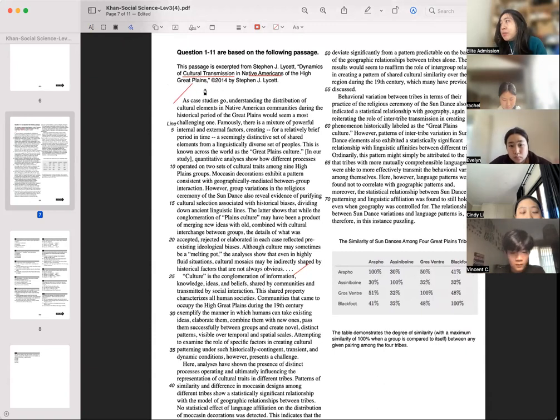High Plains. So if we quickly go through the first paragraph, for example, let's just read it. A study understanding the distribution of cultural elements in Native American communities during the historical period of the Great Plains would seem a most challenging one. Right, so read that sentence. Now do you focus on the subject and the verb? No matter how long it is, understanding the distribution of cultural elements seems the most challenging one in that, right?